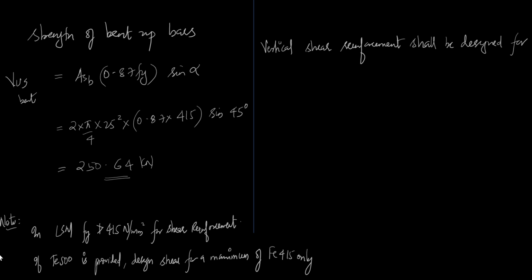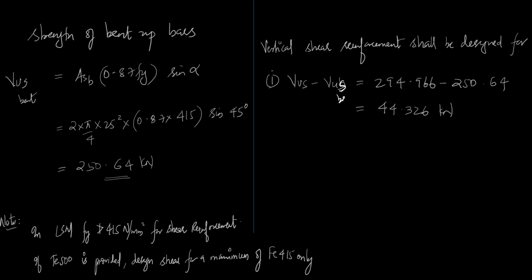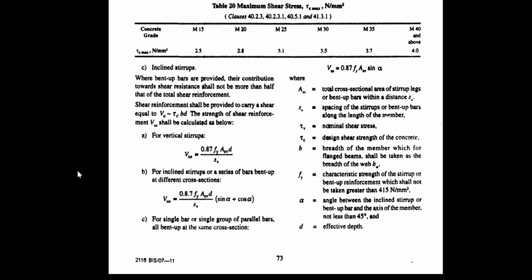So the vertical shear reinforcement shall be designed for VUS minus VUS bend, that is 294.966 minus 250.64, which is 44.326, or VUS by 2, that is 294.966 by 2, that is 147.483 kilonewton.